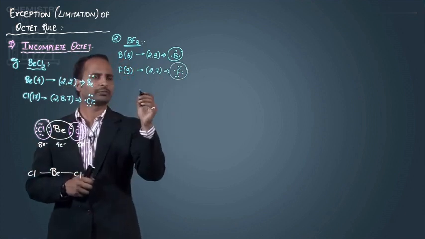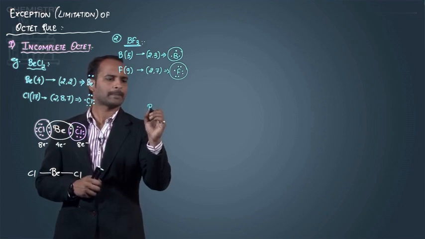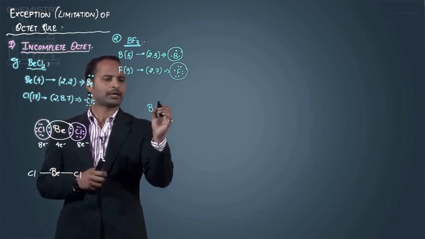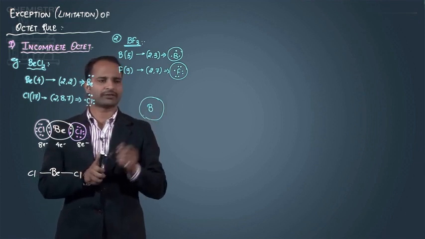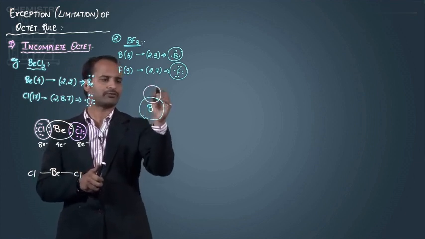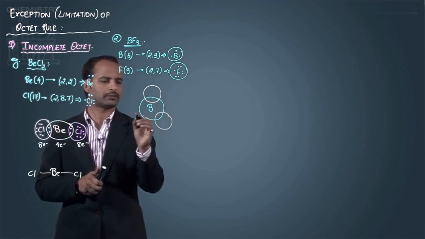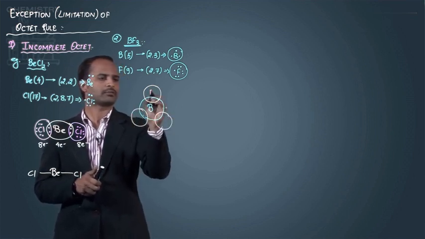Boron trifluoride: the molecule will form with boron at the center, having 3 electrons in the outermost orbit, and it's combining with the 3 fluorine. So there will be a sharing with 3 fluorine. These are the 3 fluorine.